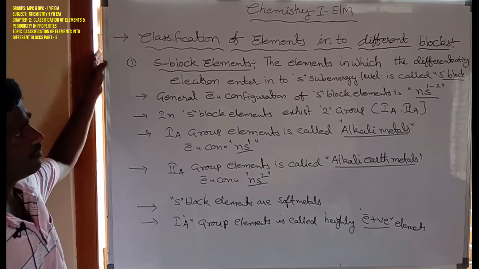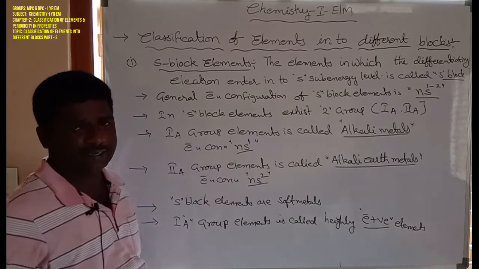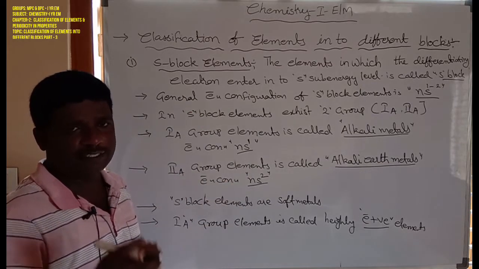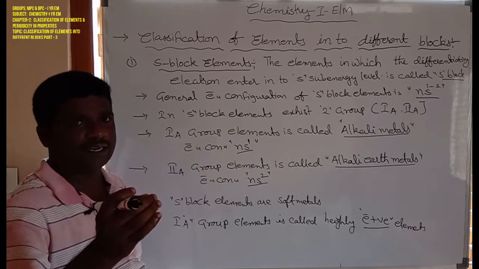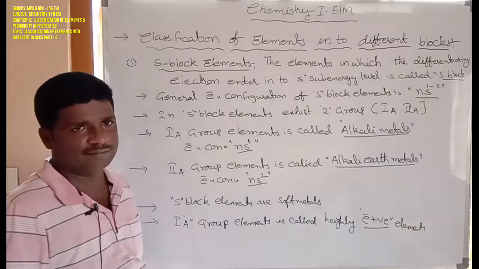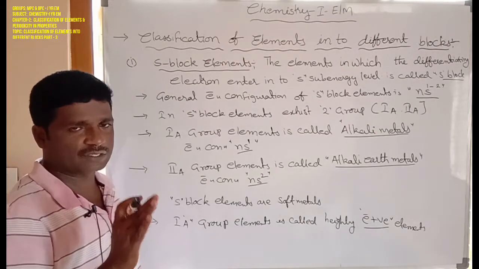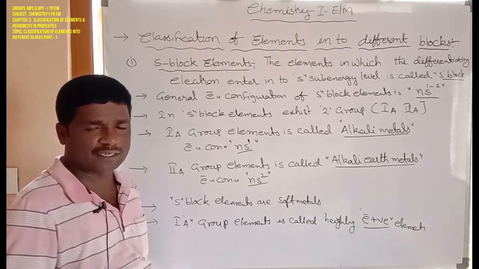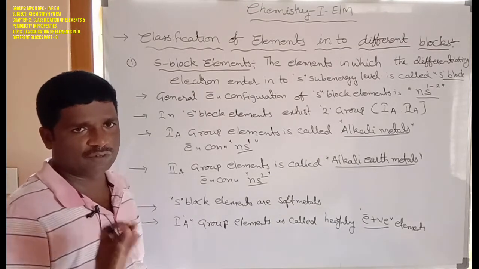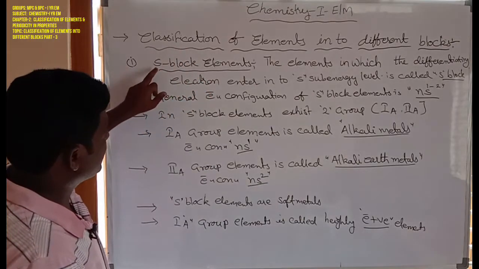The elements are classified into 4 blocks based upon their electron configuration, depending on which sub-energy level the differentiating electron enters. Those are the first one S block elements, second one P block elements, third one D block elements, and fourth one F block elements.